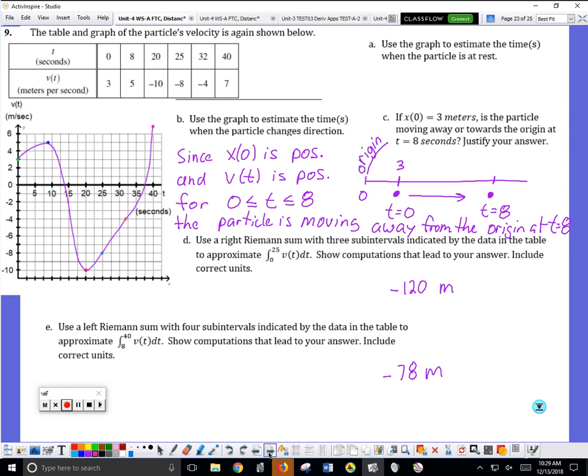Okay, the particle is at rest when the velocity is 0. So wait if you need more explanation on that, but I'm thinking that's pretty straightforward. Okay? It says use the graph to estimate the time when the particle changes direction.